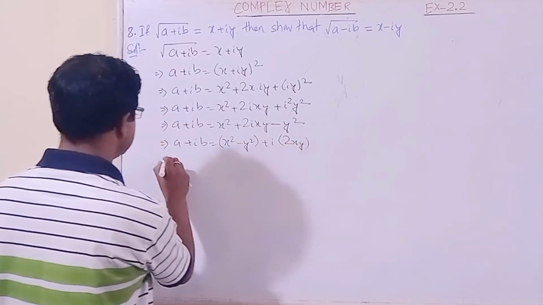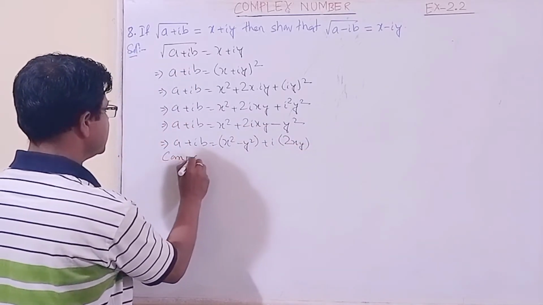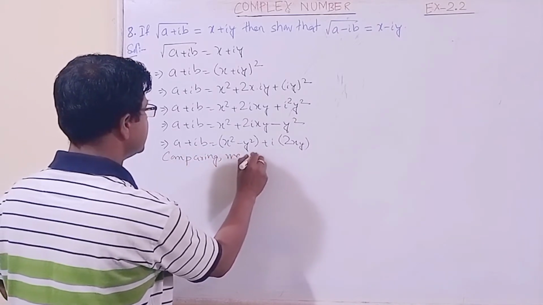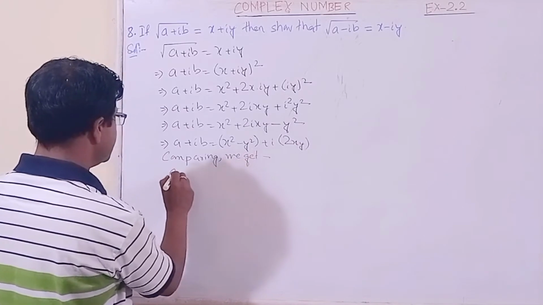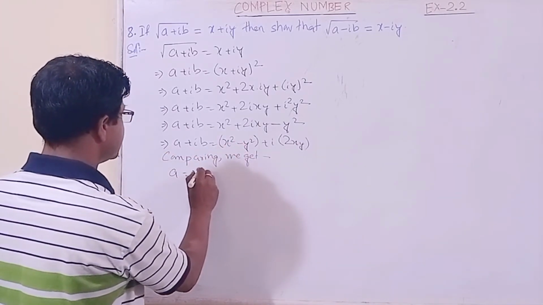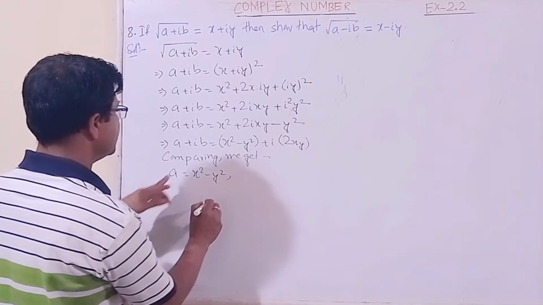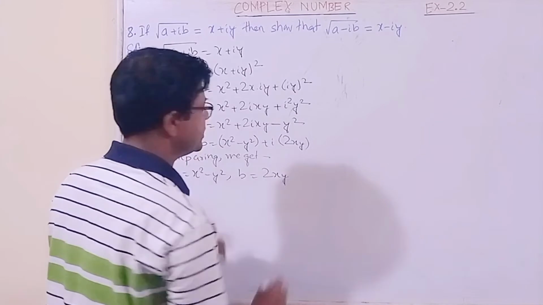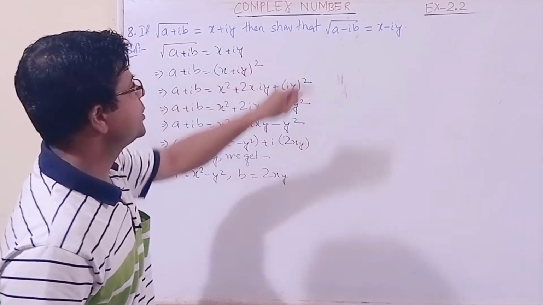So comparing, what we get? Comparing, we get a is equal to, this is the real part equal to this real part, x square minus y square, and the imaginary part b equal to 2xy. Is it okay? Now what we have to prove? We have to prove that.